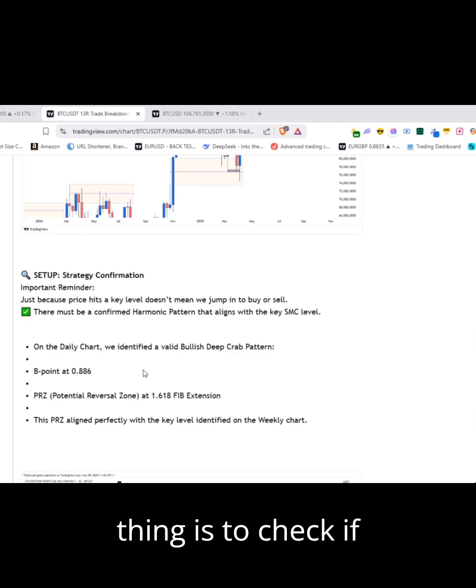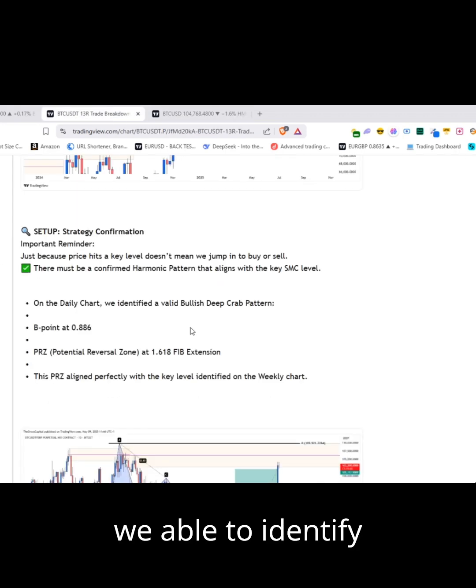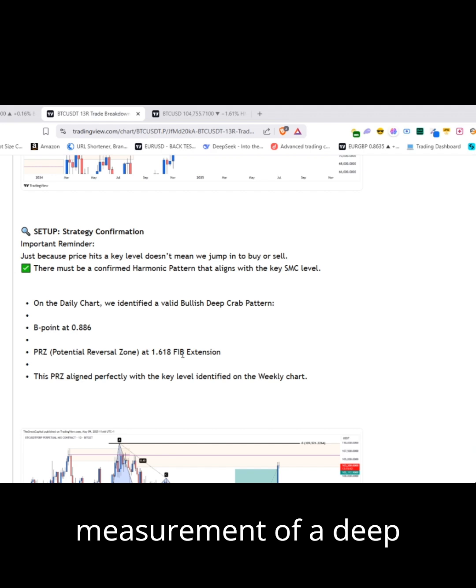And the second thing is to check if there is any harmonic pattern in alignment with that particular key level. Now on the daily chart, we identified a valid bullish deep crab pattern. The B point was 0.886 of the Fibonacci retracement level, and the PRZ, the potential reversal zone, where all the measurements converge and give us an indication for reversal, had a 1.618 Fibonacci extension at that level. So this measurement falls within the measurement of a deep crab.